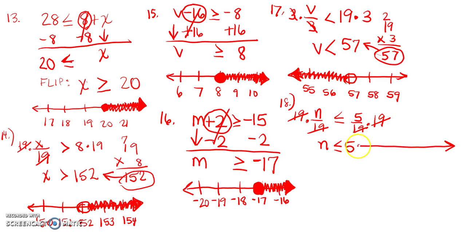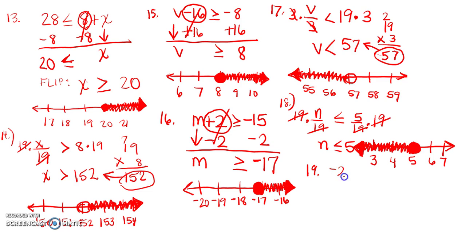So we can make a graph on this one. This time I'll just put 5 here. So if I have 3, 4, 5, 6, and 7, I find my 5 and put a closed circle. Again, if it's less than or equal to or greater than or equal to, it's a closed circle. And n is less, so that means I'm going to the left. Again, less, left. And excuse my shading.